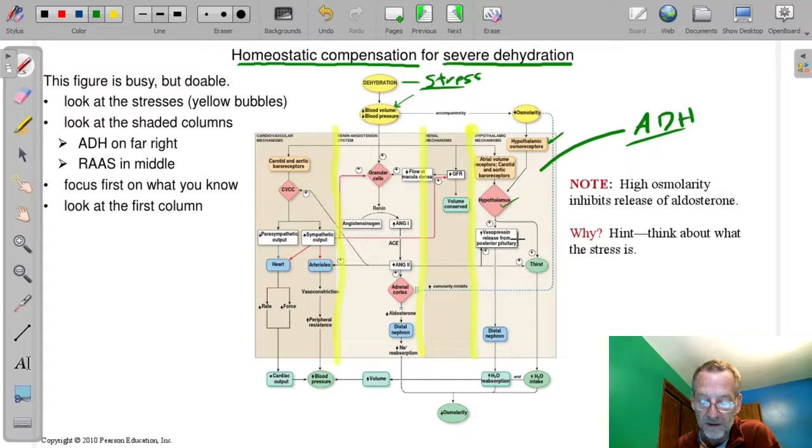Increased vasopressin release from posterior pituitary. Okay, we did that. Targets the distal nephron. Great. And that increases water reabsorption. Okay. And that leads to, follow that arrow over, increased blood volume, increased blood pressure, voila.